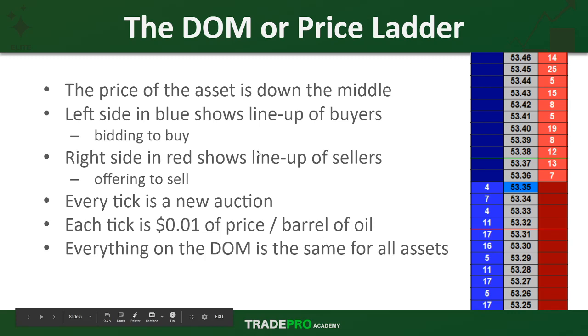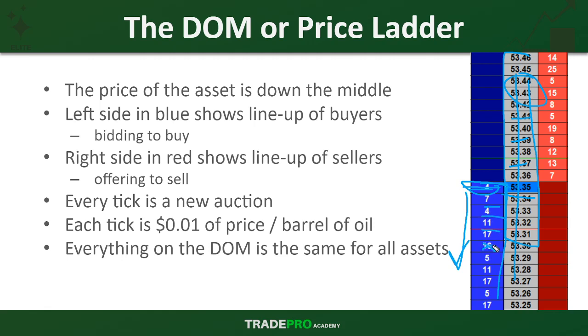So when we introduce a price ladder, this is what a price ladder looks like on oil. In the middle is the actual price of the asset. So down the middle in the gray, this is oil. Not current price naturally, but pretty close actually. So this is the current oil price right down the middle, and then on the left-hand side we have highlighted in blue, at and below the market price, a lineup of buyers bidding to buy the market.